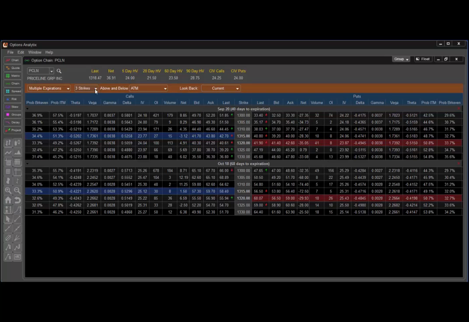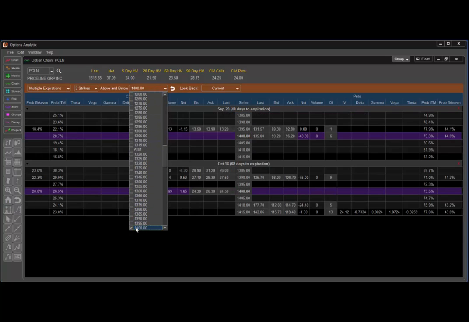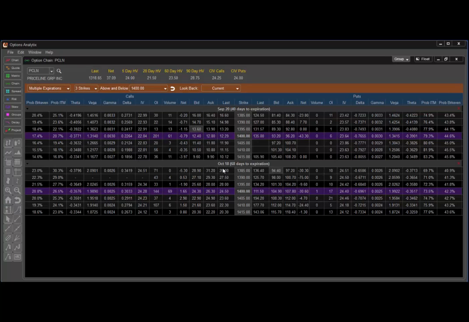For example, a trader wishing to sell options with a low probability of expiring in the money on a stock like Priceline would have to scroll through many options to find good candidates, as more expensive stocks have more available strikes. In this example, we'll set the Above and Below to $1,400. I eliminate all other strikes except for the ones that have lower probability in the money percentages. The selected price of $1,400 is highlighted in purple, and if we look to the left, we'll see the probability in the money for those particular strikes.